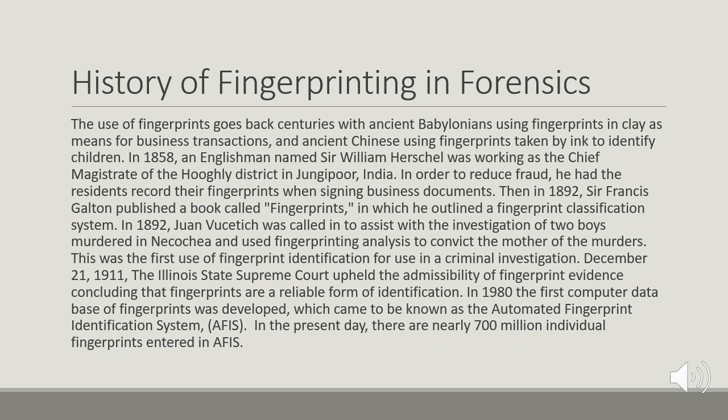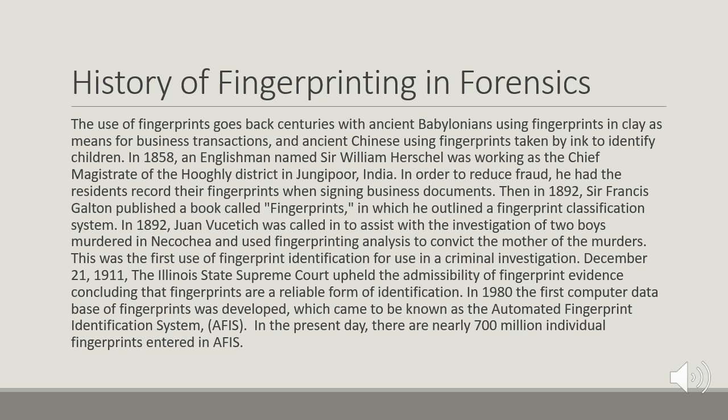Then, in 1892, Sir Francis Galton published a book called Fingerprints, in which he outlined the fingerprint classification system. In 1892, Juan Vucetich was called in to assist with the investigation of two boys murdered in Necochea and used fingerprinting analysis to convict the mother of the murders. This was the first use of fingerprint identification for use in criminal investigation.